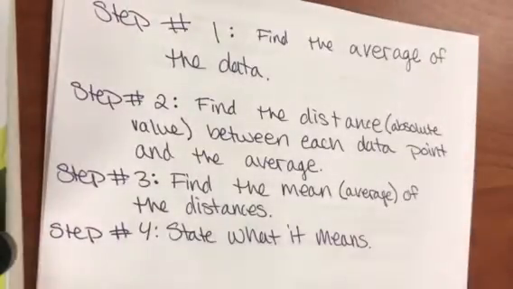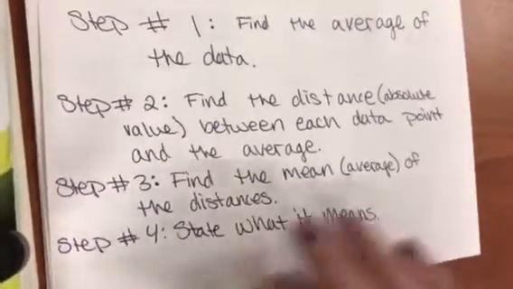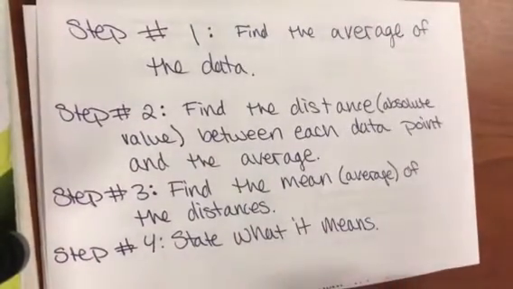Oh, we've got steps. Sorry, lots of writing today. Okay, so step 1: find the average of the data. That's pretty easy. Add up all the numbers and divide by how many you have. That's how you find the average.